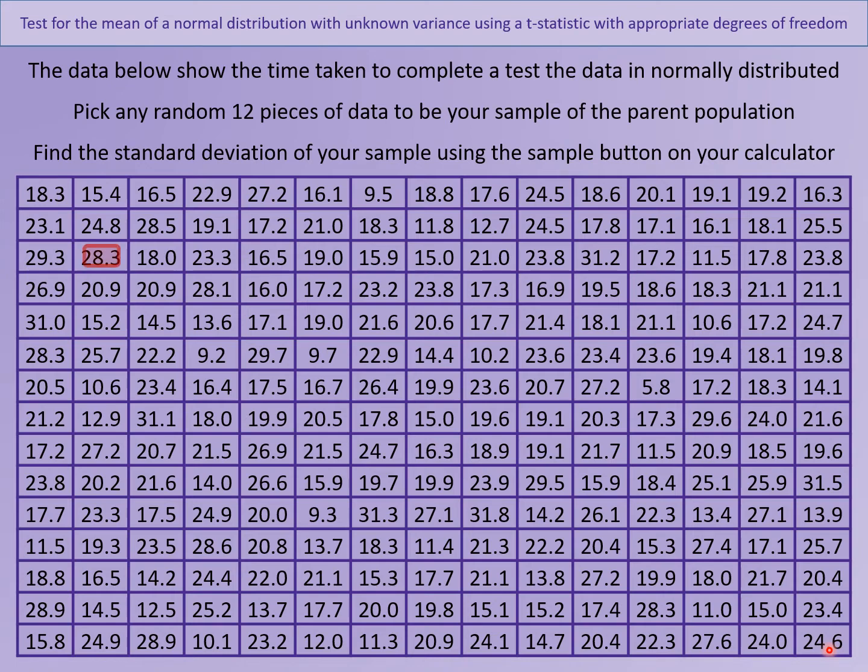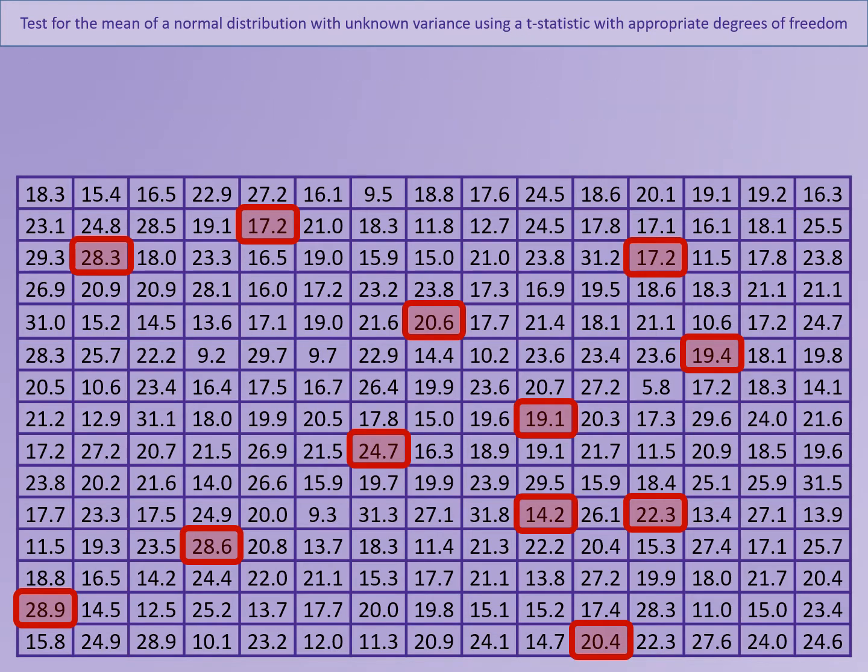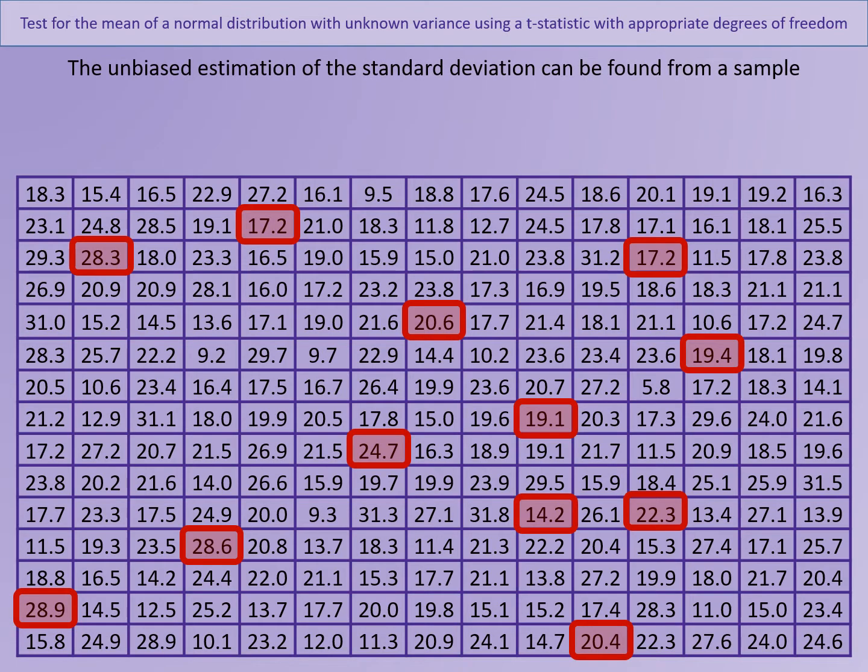Okay, so I'm going to just pick 12 at random. Okay, so I'm picking my 12 values. And once I've picked my 12 values at random, I'm going to work out the standard deviation for that sample. And the standard deviation, I can use the formula, or you could just type in your calculator, which I'm sure you all did. The formula looks like that.